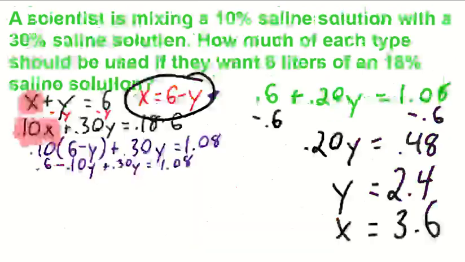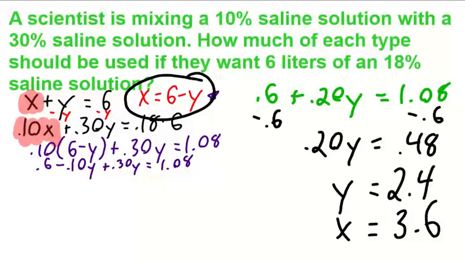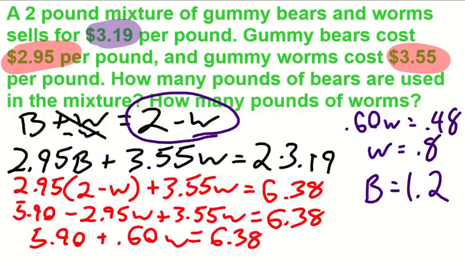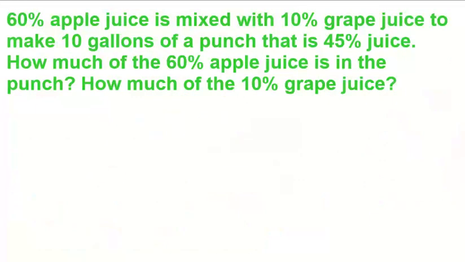If I go back to the other one, we had a 10% and a 30%. 18% is closer to 10 than it is to 30. We had more of the 10% solution. Okay? All right, y'all try this one. We'll make some juice this time.